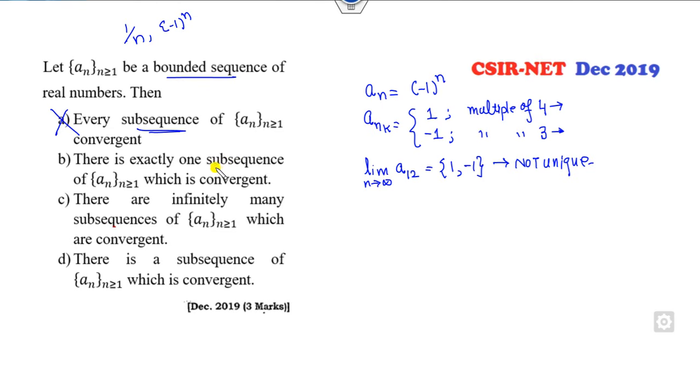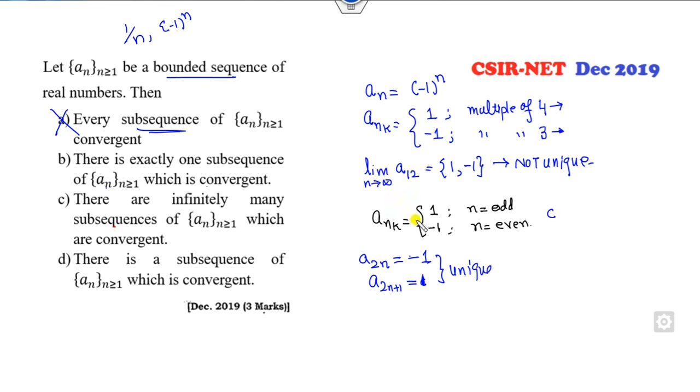There is exactly one subsequence of an which is convergent. That's wrong. Why? Because if I consider the subsequence again of 1 and -1, where n is odd and n is even, then whatever number you take, 2n is always -1 and 2n plus 1 is always +1, which is a unique limit. So how many convergent subsequences do we get? We get 2 subsequences which are convergent, but he said exactly 1. This option is cancelled.